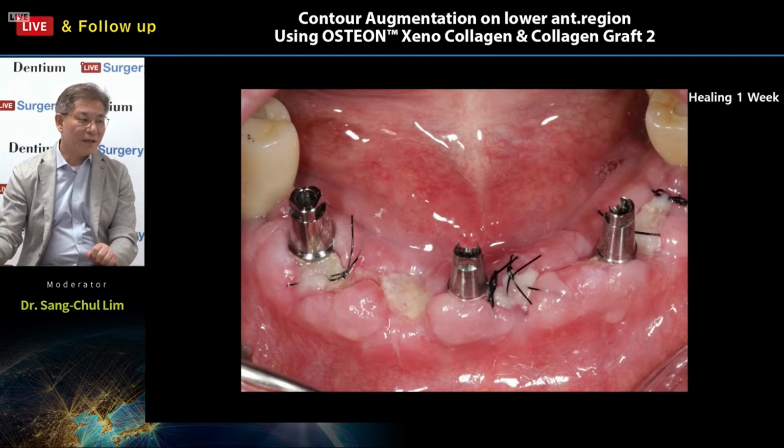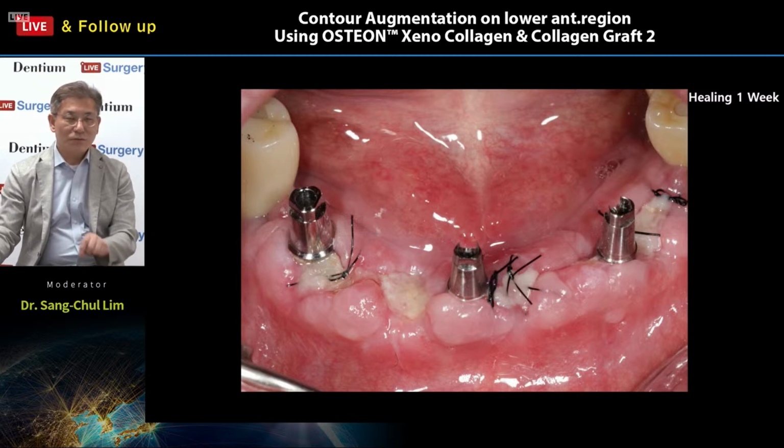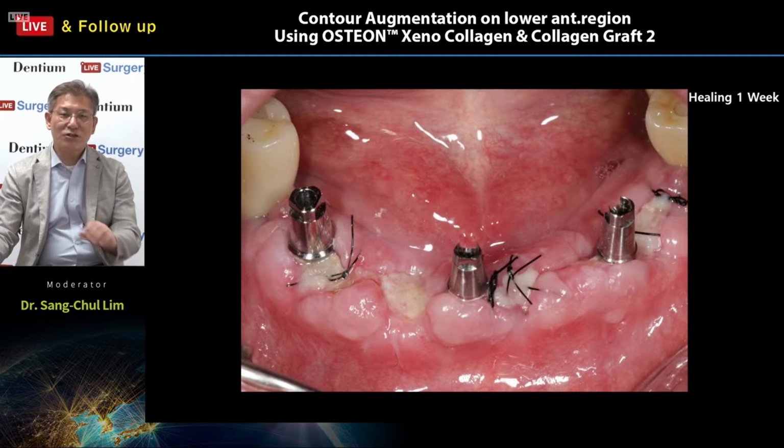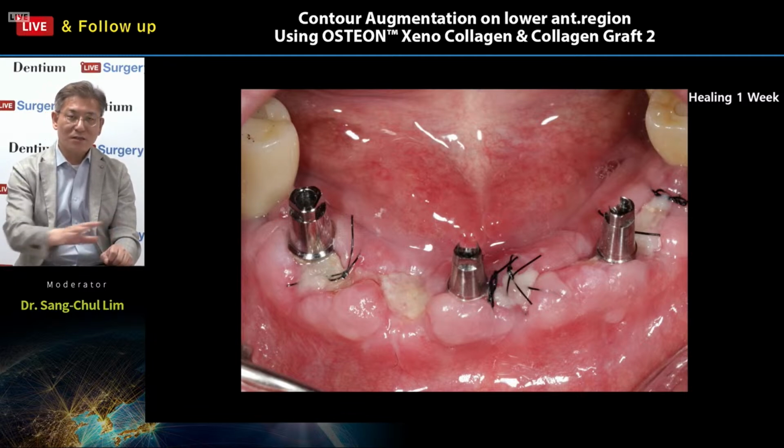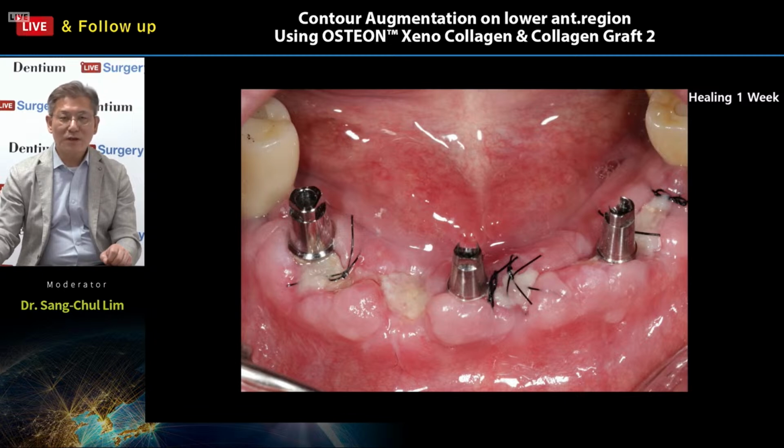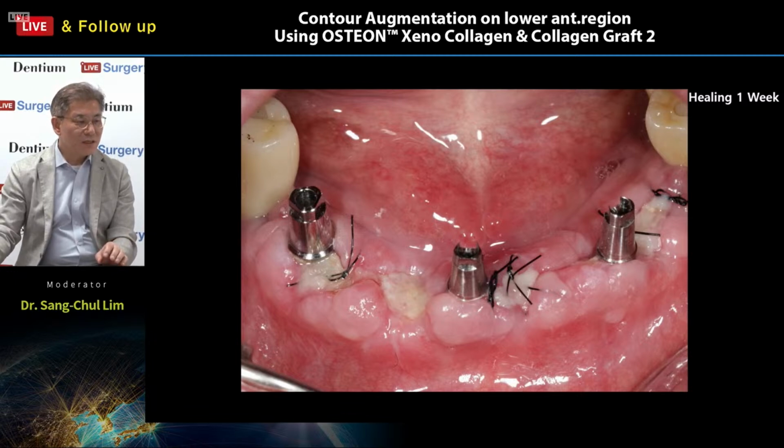So it is a very friendly biomaterial. This is clear evidence that this collagen graft is a highly friendly soft tissue biomaterial, right? Just 1 week after, the epithelialization was almost closed over the top portion of the exposed area. Incredible and impressive.